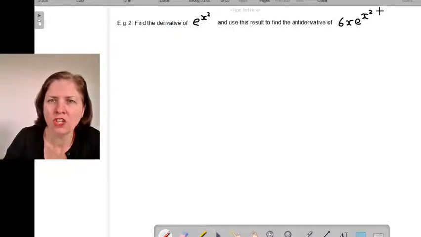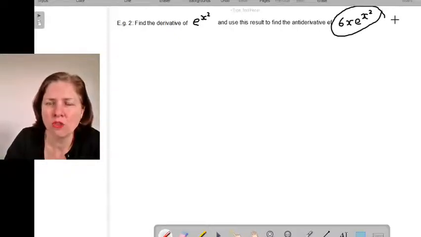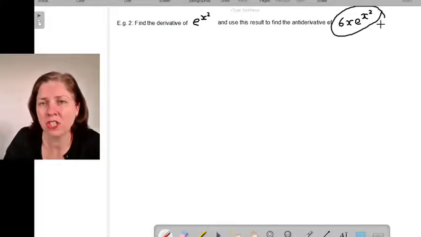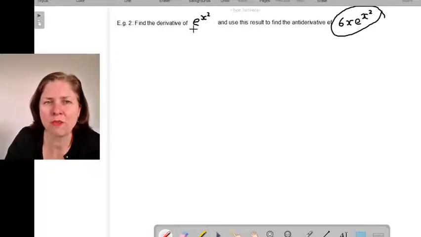Now, let's look at the function I'm going to antidifferentiate. At the moment, I do not know how to antidifferentiate that. I wouldn't even know how to antidifferentiate e to the power of x squared, let alone 6x times e to the power of x squared. I haven't learned any rules or formulas that help me to do it. However, because of the way the question is written, I feel confident that after I have found the derivative of this first expression, it's going to give me a clue as to the antiderivative of the second expression.